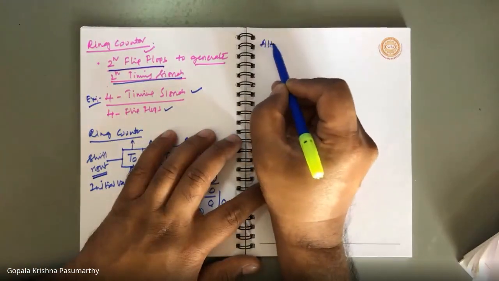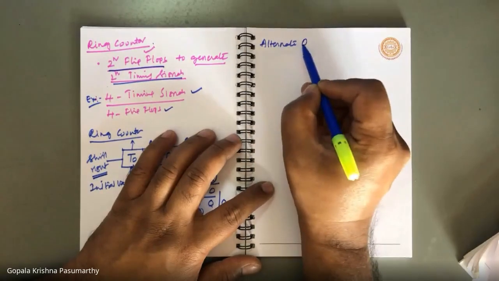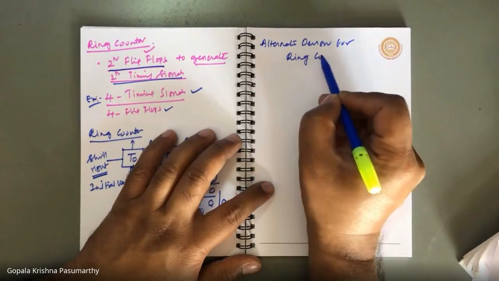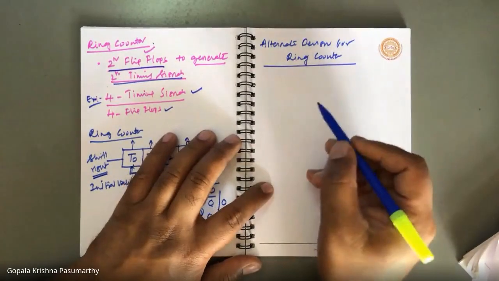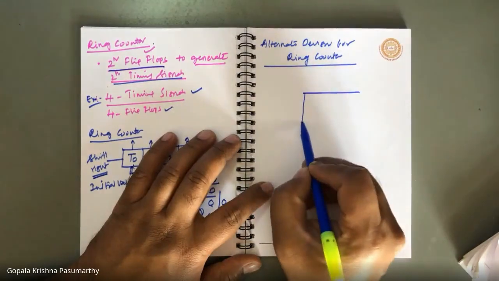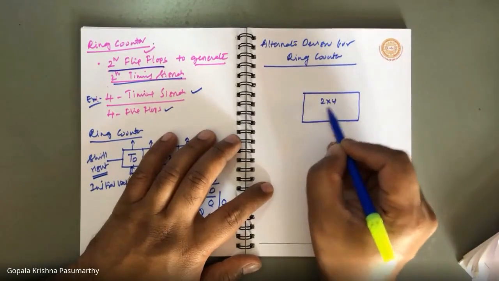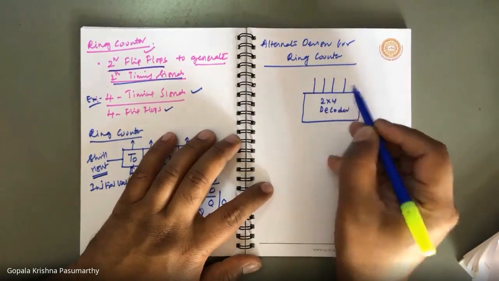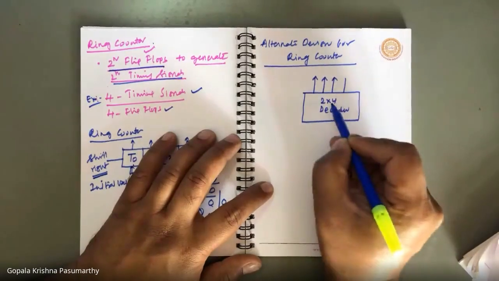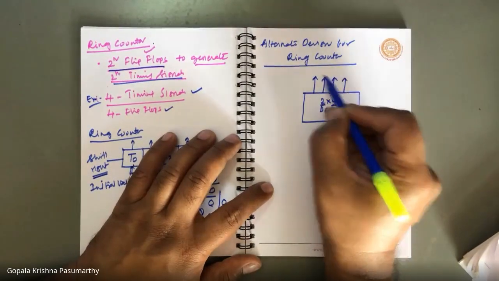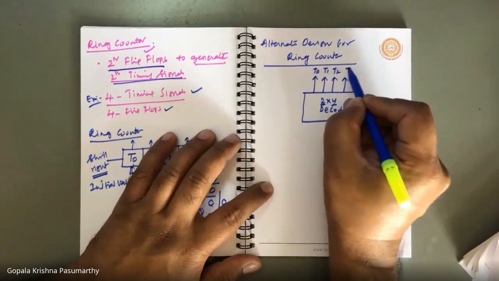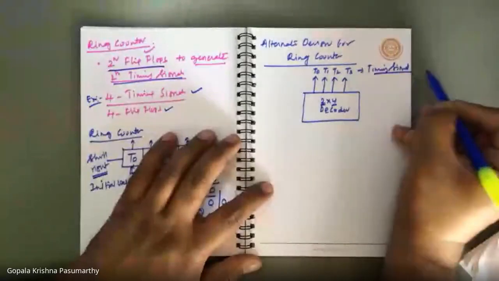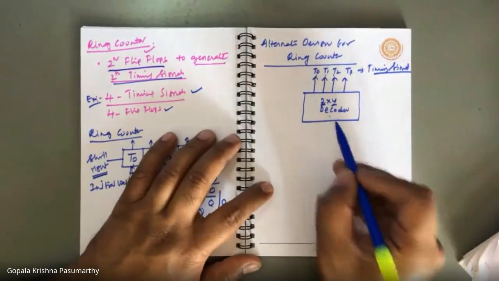So there is an alternate design for the ring counter. It looks like this. In the alternate design of the ring counter, I will take a 2x4 decoder. A 2x4 decoder has 2 inputs and 4 outputs. The outputs are called T0, T1, T2, T3. These are nothing but timing signals. There are 4 timing signals being generated by the 2x4 decoder.